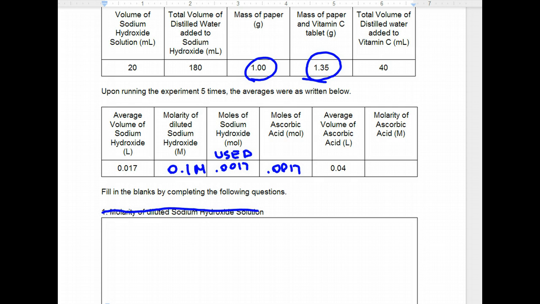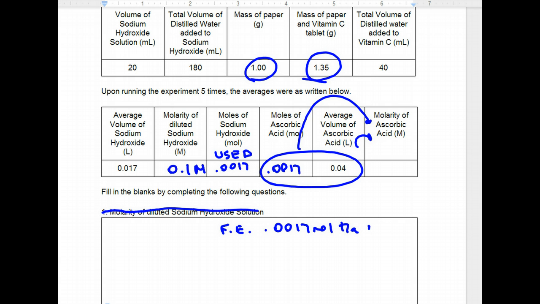Then the last box, the molarity of the ascorbic acid, what I wanted was to use that number you got there and that number to figure out the molarity of this scenario. So let's write out a for every statement of that scenario. For every 0.0017 moles, there are 0.04 liters, and we're trying to get to a molarity for every statement, which ends in 1 liter. So 1 liter, we figure out the conversion factor, and we should end up getting a molarity of 0.042. So this should have been 0.042 molarity.